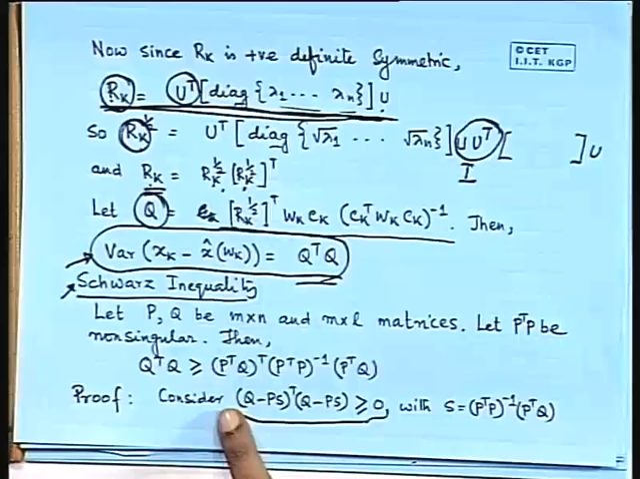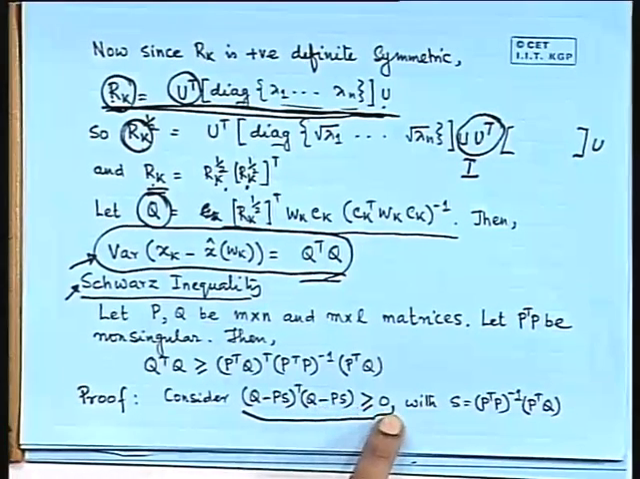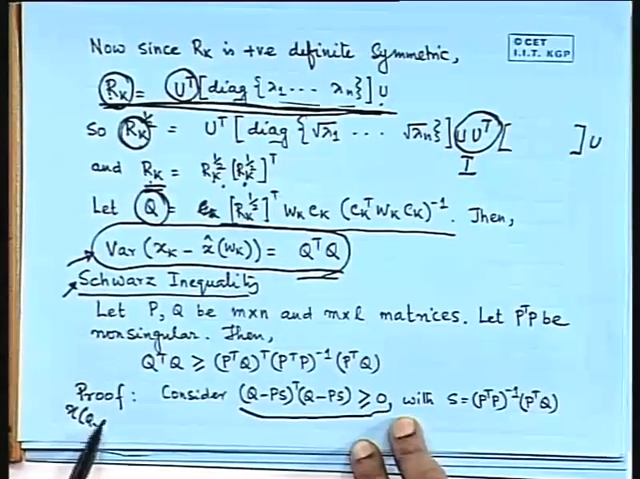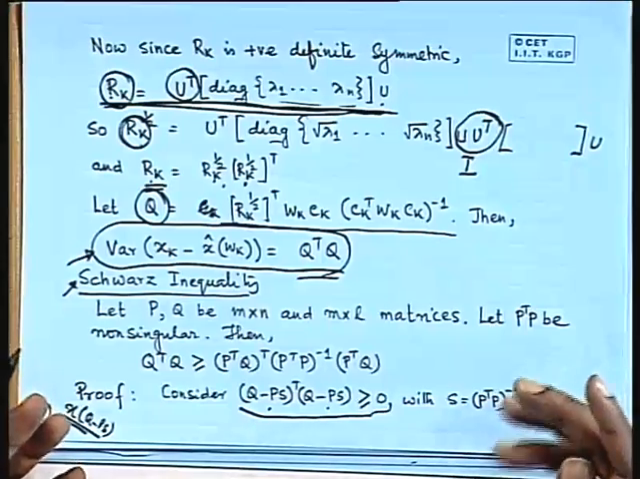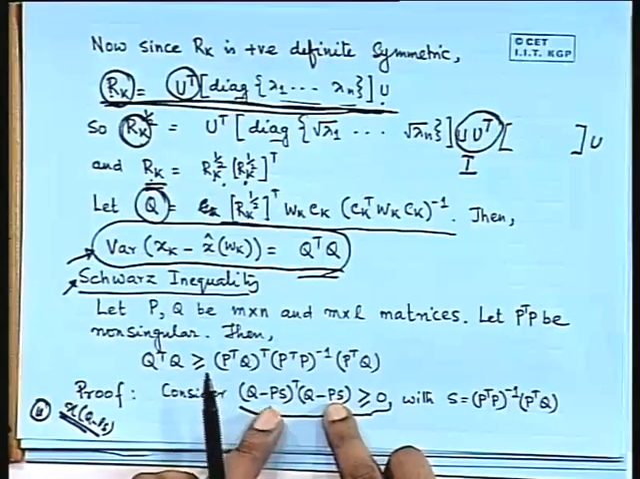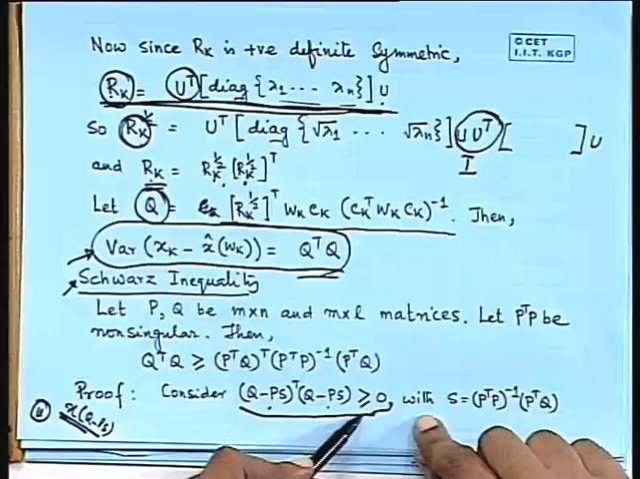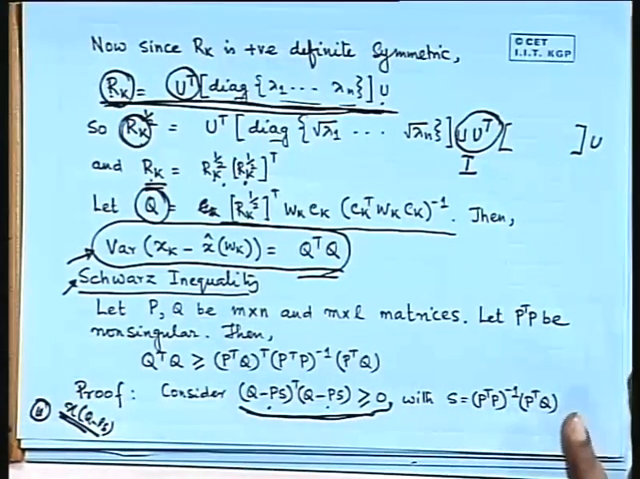Why is this greater than 0? Because again, if you do x transpose this into x, it will be greater than 0. Why? Because something transpose something, x transpose x, is always greater than 0. So suppose you take x into q minus ps as a vector v, choose x in such a manner. Then what will happen? This will become v transpose v. So v transpose v is always greater than 0. It is because of this form. Whenever you have something m transpose m matrix, it must be positive definite. So therefore, this is always greater than 0 for arbitrary P, Q, R, P, Q, S.